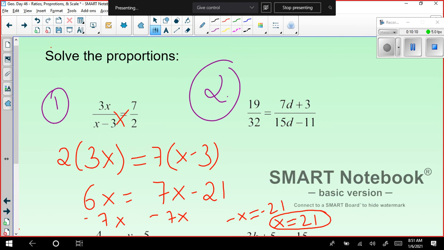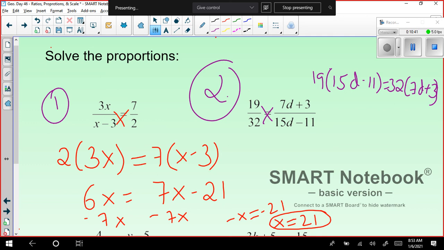I want you to try the second one. Okay, let's work this out. I see answers from a few of you. Same procedure, cross multiply. I'll multiply 19 times 15d minus 11 equals 32 times 7d plus 3.